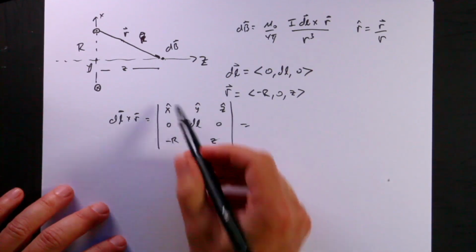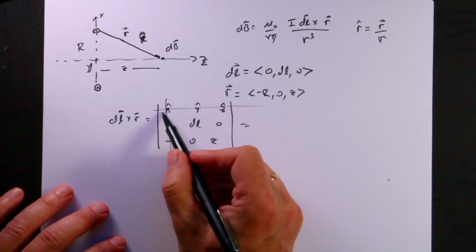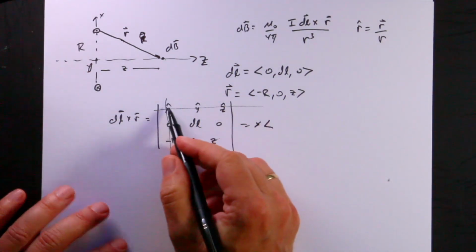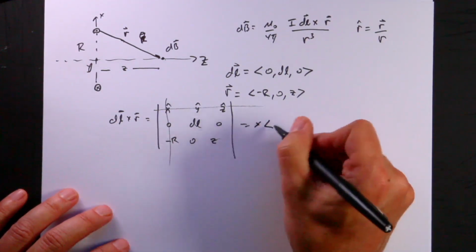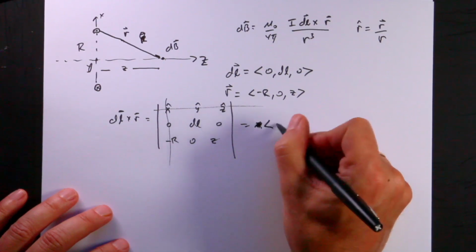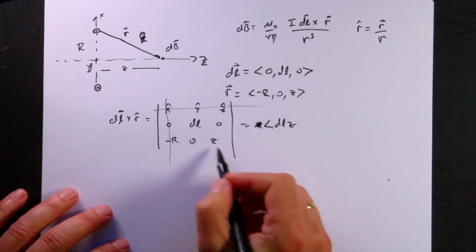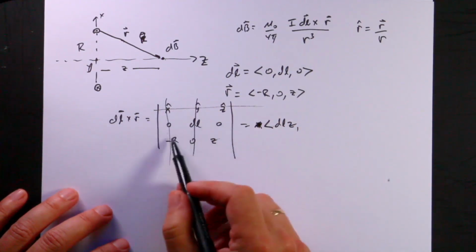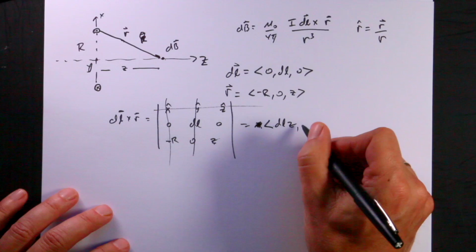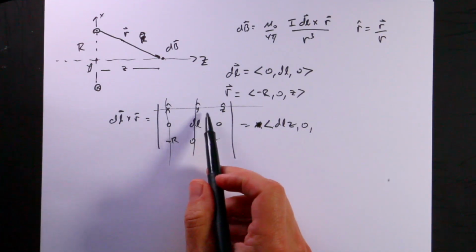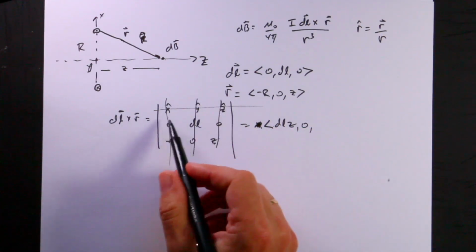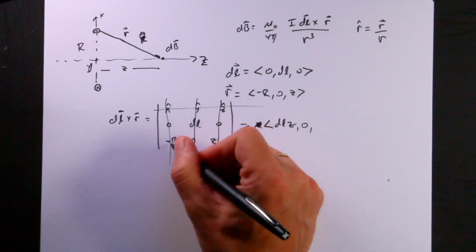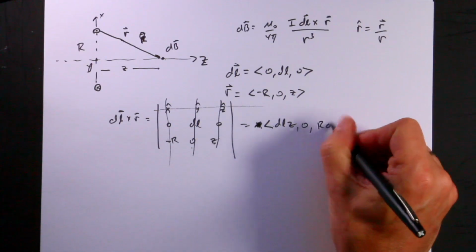So when I take the cross product, I'm going to expand about this row. So I'm going to take x hat, and let's just put that as my first value. X hat is going to be dl times z, dl z minus 0. Okay, now for the y hat, I'm going to get 0 times r, 0 times z, so it's 0. Now for the z component, I'm going to get 0 times 0 minus dl times r, so it's going to be r dl.